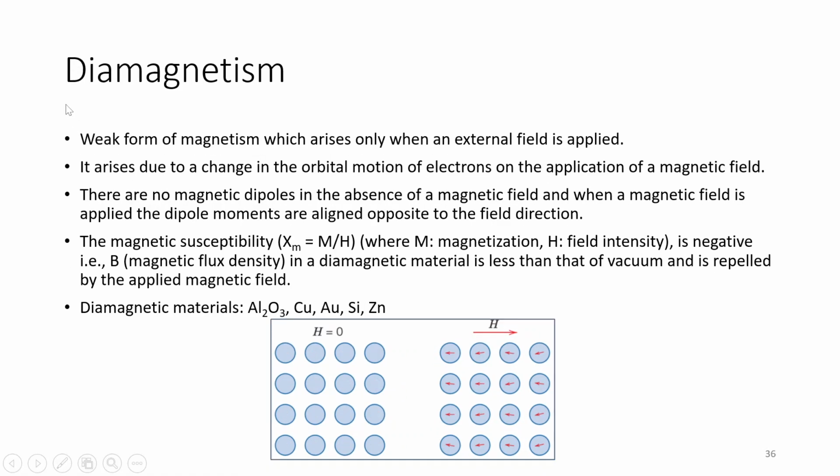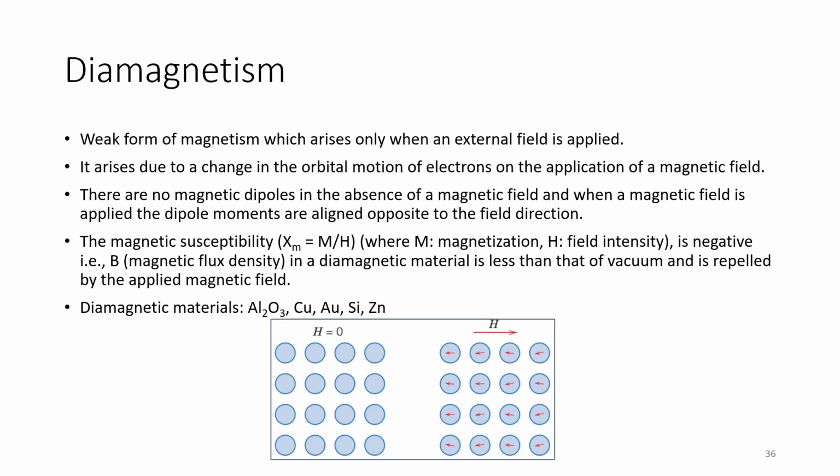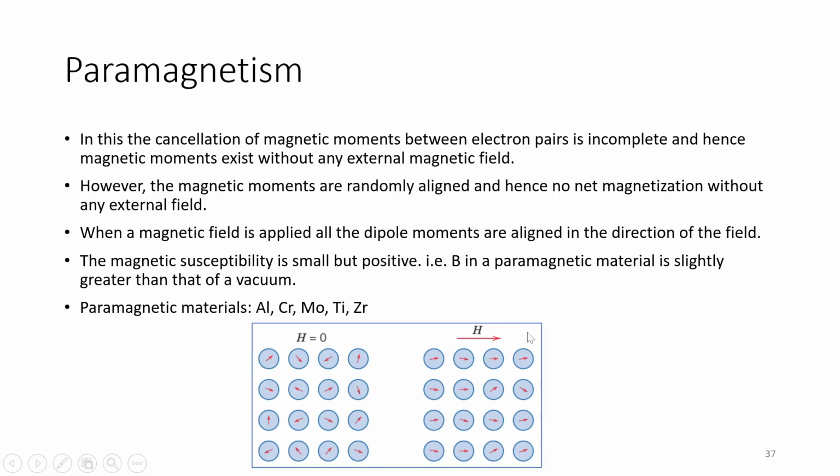Next is paramagnetism. Here as well, if you are applying a magnetic field in this direction, then the magnetization occurs in the opposing direction compared to the field. Next is paramagnetism. In this, the cancellation of magnetic moments between electron pairs is incomplete, and hence magnetic moments exist without any external magnetic field.